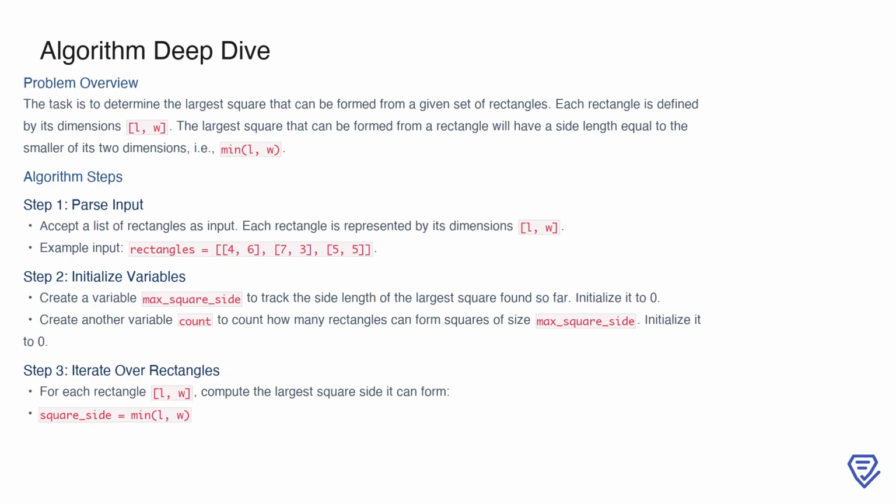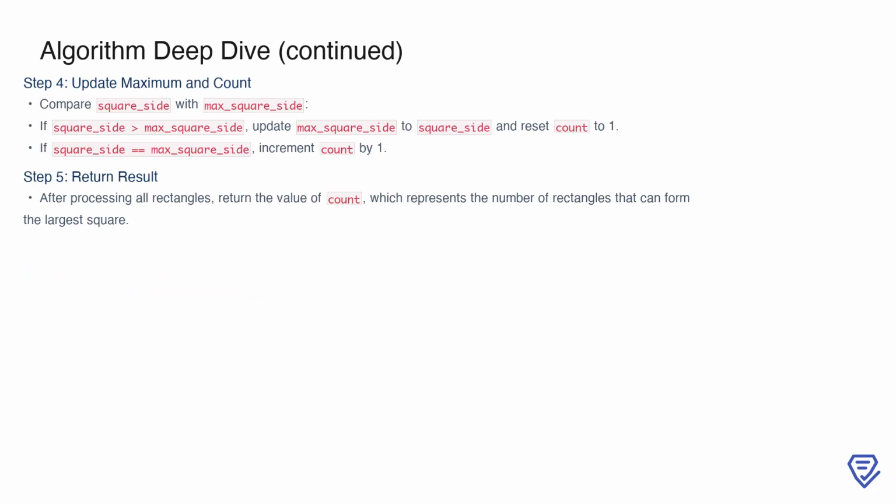Finally, we iterate through the list of rectangles and compute the largest square side for each rectangle using the formula square_side equals min(L, W). Once we calculate the square side for a rectangle, we compare it with the current max_square_side. If the square side is greater than max_square_side, it means we've found a new, larger square size. In this case, we update max_square_side to this new value and reset count to 1, because this is the first rectangle to form a square of this size.